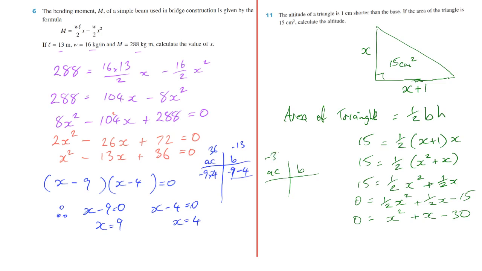AC is negative 30. B is 1. Factors of 30 that add to give 1, one being negative, one being positive, because 30 is negative, 1's positive. Well, 6 times 5, the difference between them is 1. We want it to be a positive 1, so I'll make the 5 negative. So 6 minus 5 equals 1. So 0 equals x plus 6, x minus 5. Therefore, x plus 6 equals 0, x equals negative 6, x minus 5 equals 0, x equals 5.